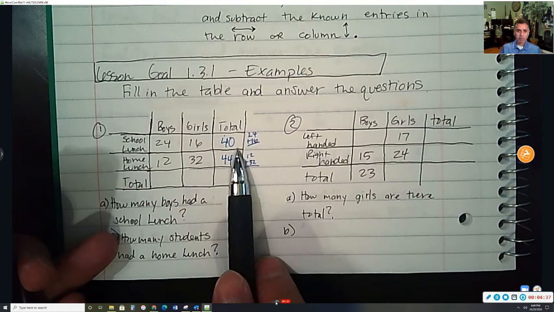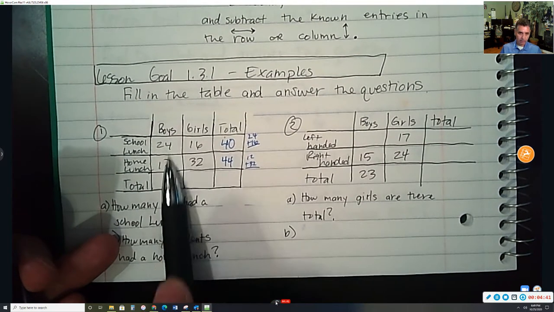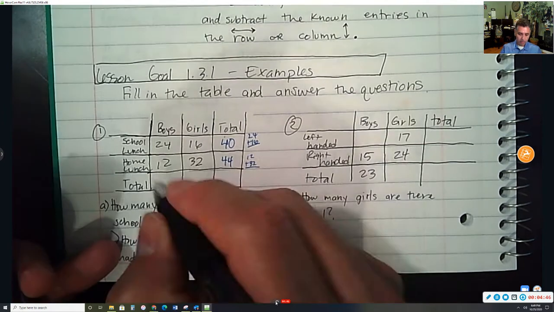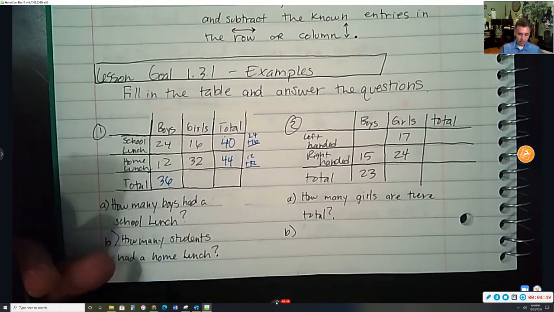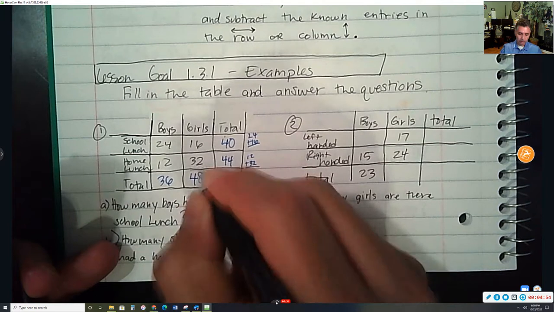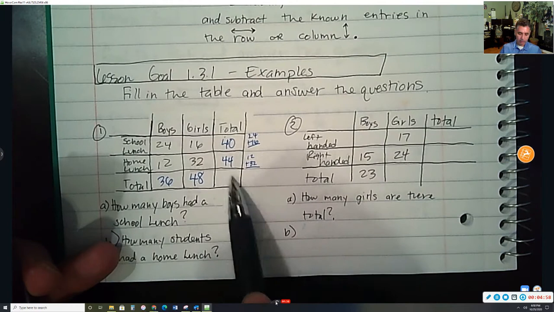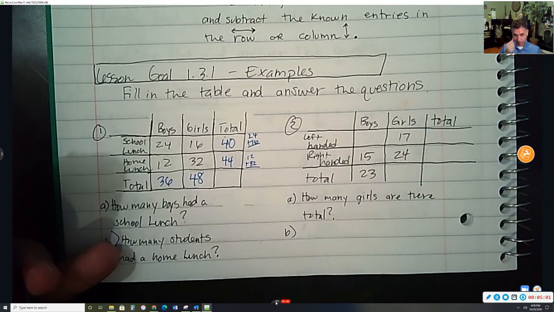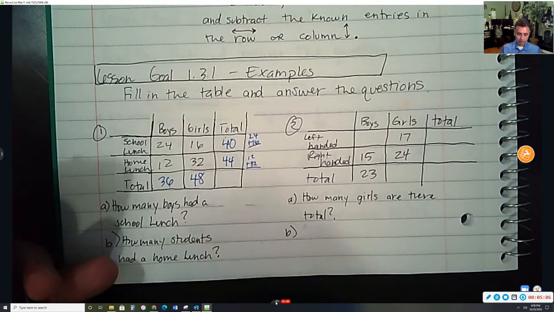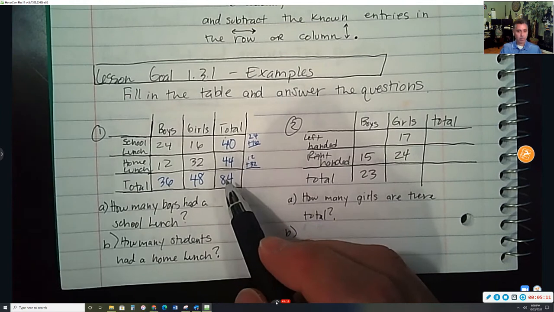And then coming down this way, for this total, you just add down. 24 plus 12 is 36. And then 16 plus 32 is 48. Again, just add straight down. And then to find out the total number of boys and girls, you can either add going down this way or going across. I think we can add these two and get 84.